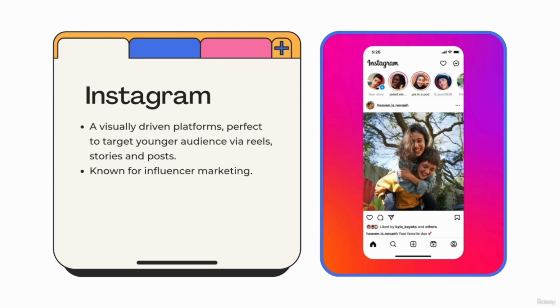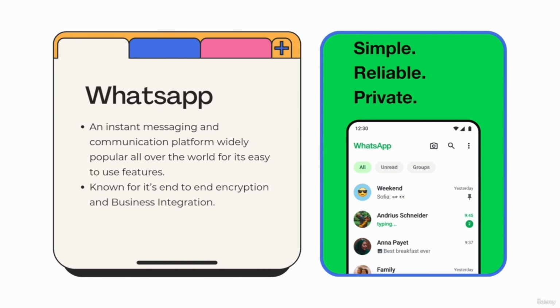Instagram, a visually driven platform perfect to target younger audience via reels, stories and posts, known for influencer marketing. WhatsApp, an instant messaging and communication platform widely popular all over the world for its easy-to-use features, known for its end-to-end encryption and business integration.